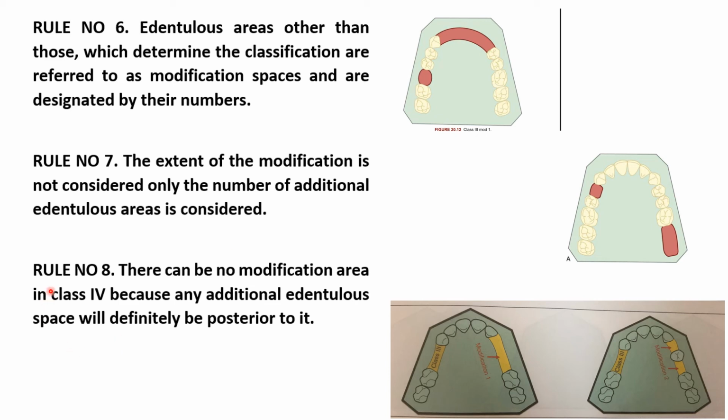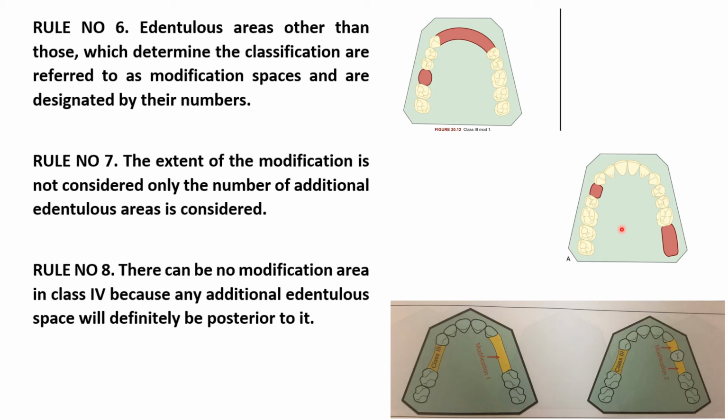And rule number 8 is there are no modifications for class 4, because any additional edentulous space will definitely be posterior to it. Class 4 is always anteriorly present, so there can be no modification to it. Class 4 can be a modification, but it cannot have any other modifications because all the other edentulous spaces which are present are always posterior to it. So there are no modifications for class 4.